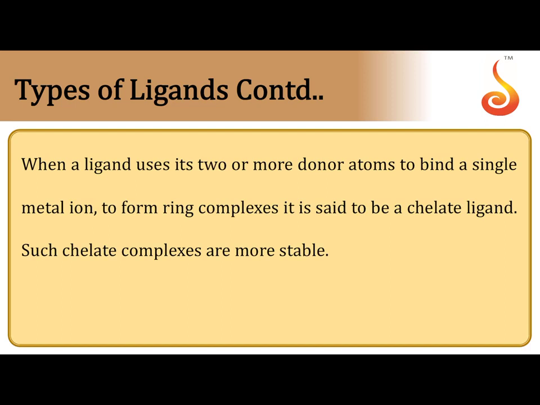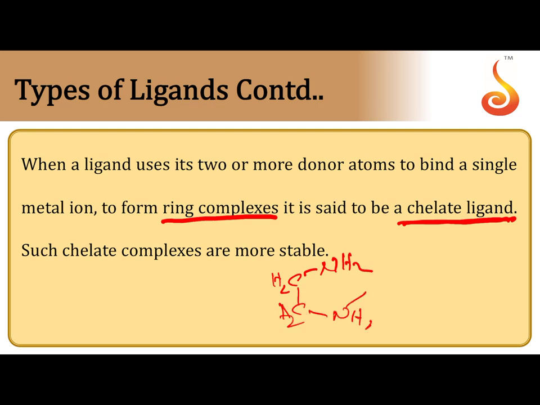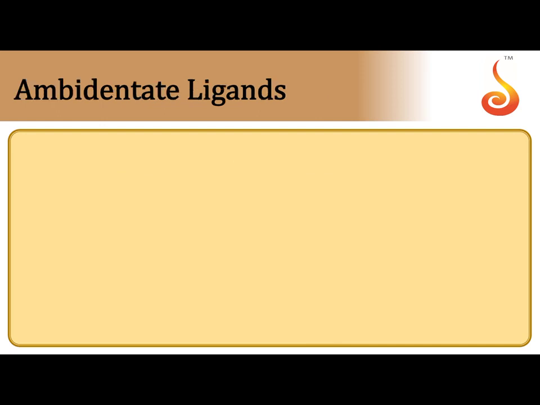When a ligand uses its 2 or more donor atoms to bind a single metal ion to form ring complexes, it is called a chelate ligand. So even ethylene diamine can form a ring with the central metal atom like this. So this is a chelate ligand. When chelate ligands are present, the complex becomes stable.